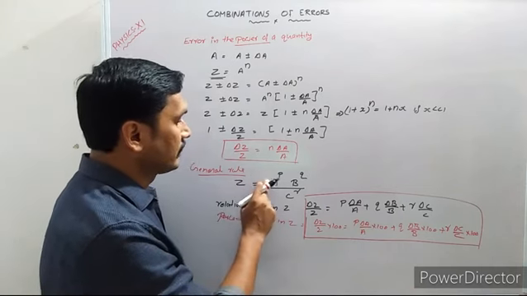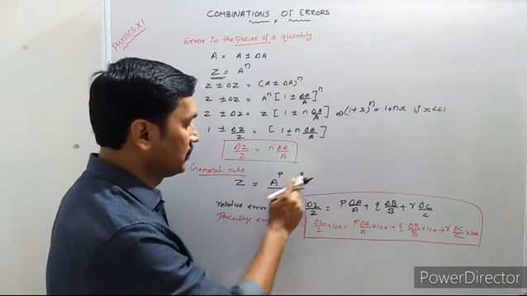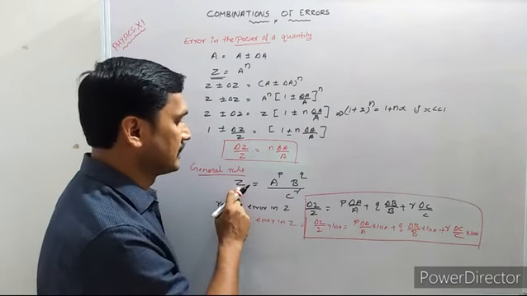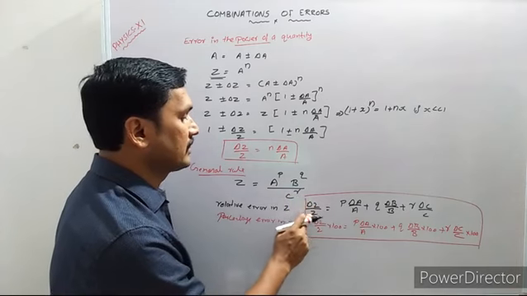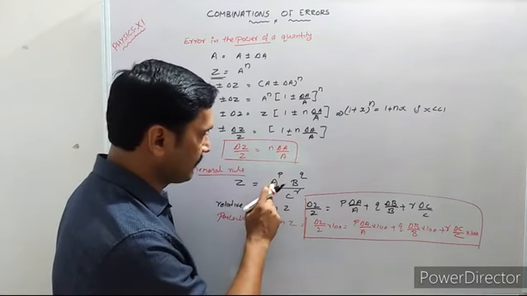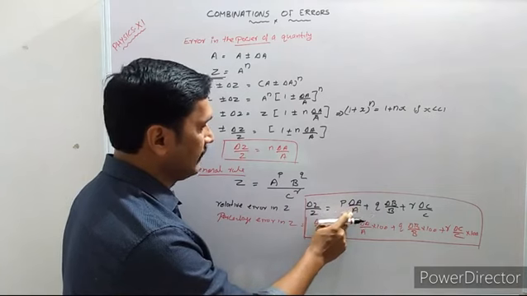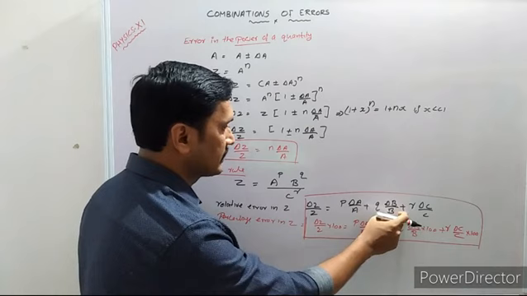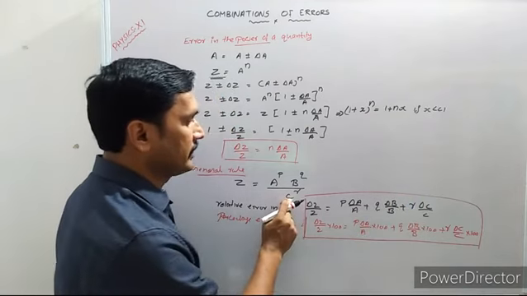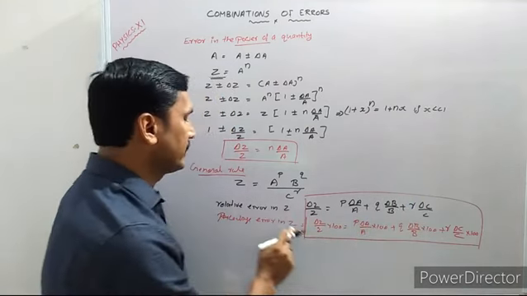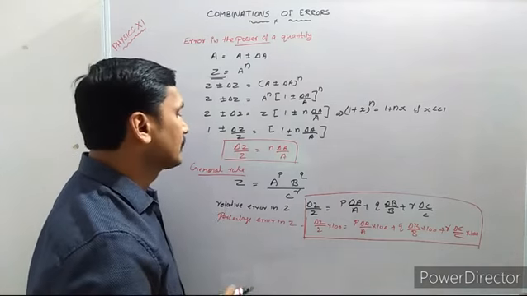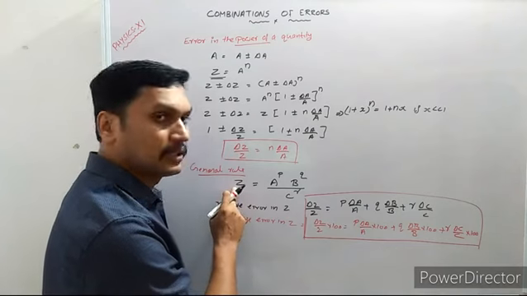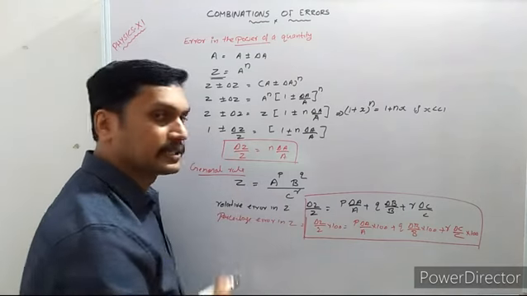This is our physical quantity. Z is equal to A raised to P, B raised to Q divided by C raised to R. What is the maximum possible error in Z? So the relative error in Z is equal to P times the relative error in A plus Q times the relative error in B plus R times the relative error in C. That's a general rule to find the relative error, or the maximum permissible error in a result if there are errors in the measured quantities.